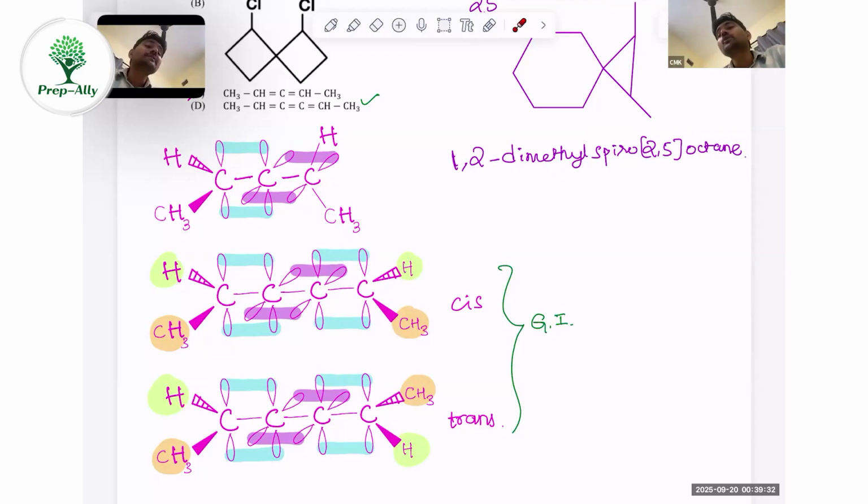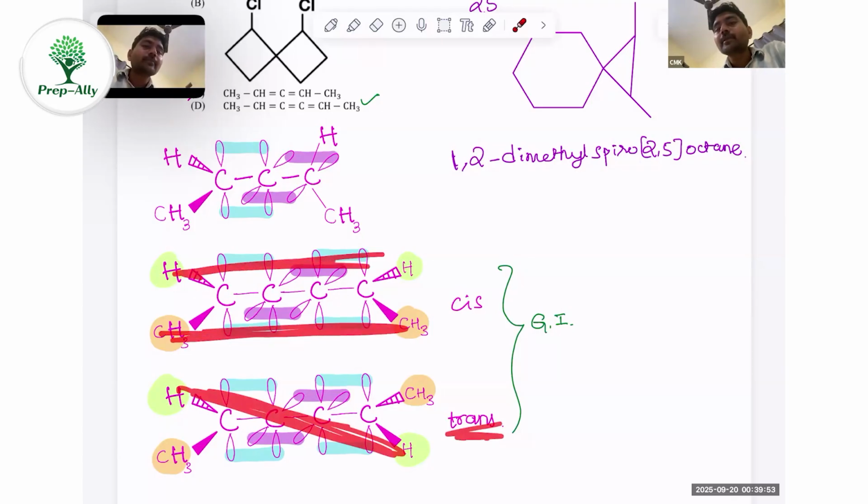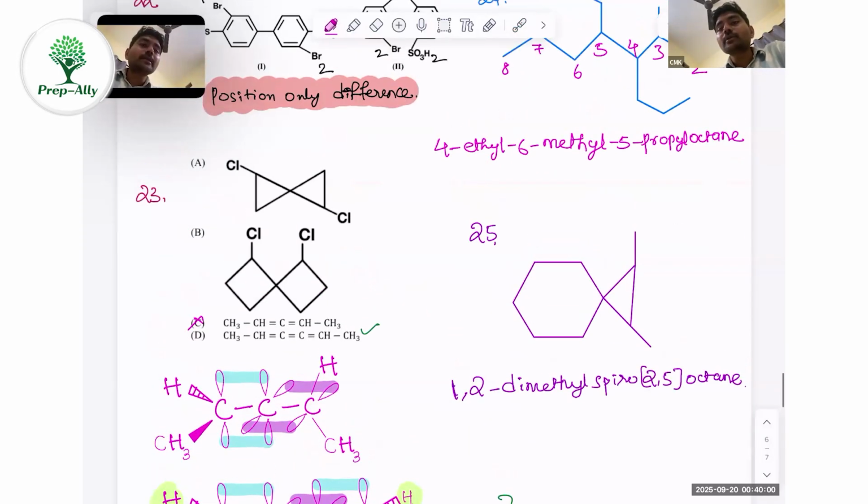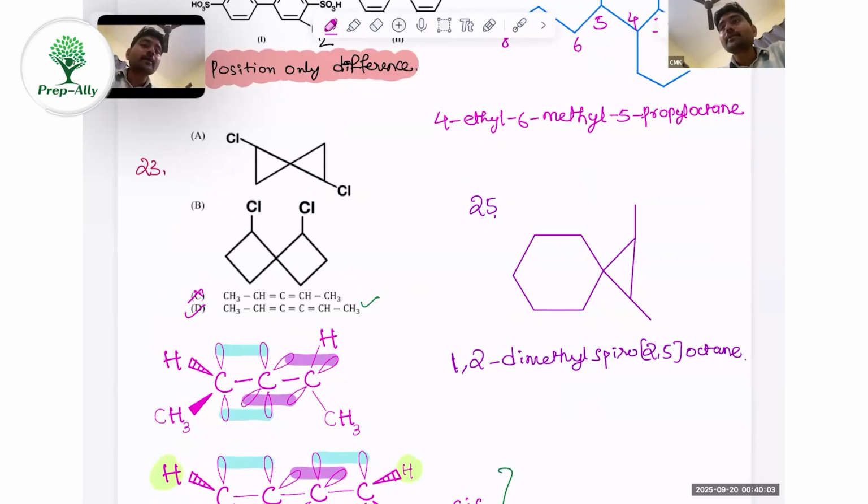That's why we will consider two different compounds. If properties are not changing, we won't consider them different compounds. Hydrogen is here, methyl group is there at the backside. So this methyl group and methyl group are trans to each other, opposite side. This hydrogen opposite side, we call trans. Same side, above the plane or below the plane, cis. So option D can exist as geometrical isomer. Your answer should be option D for the 23rd question.